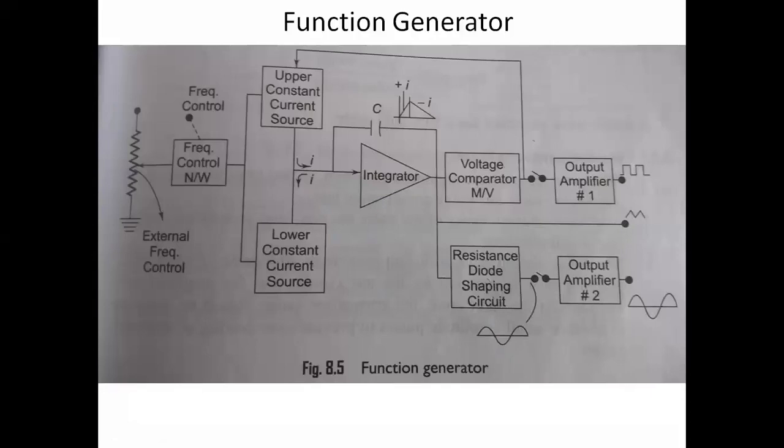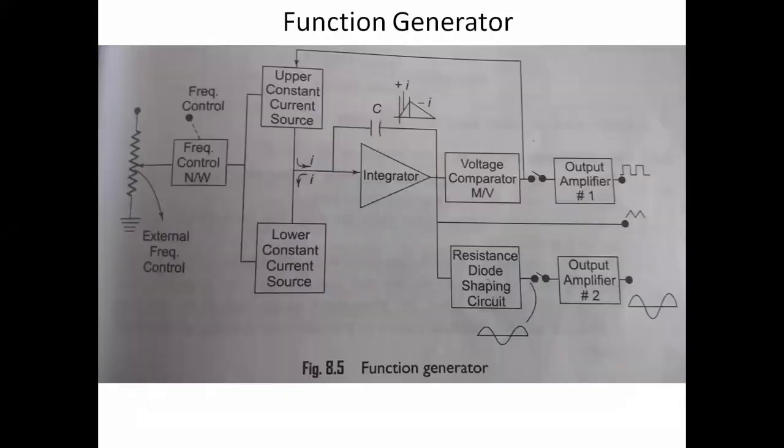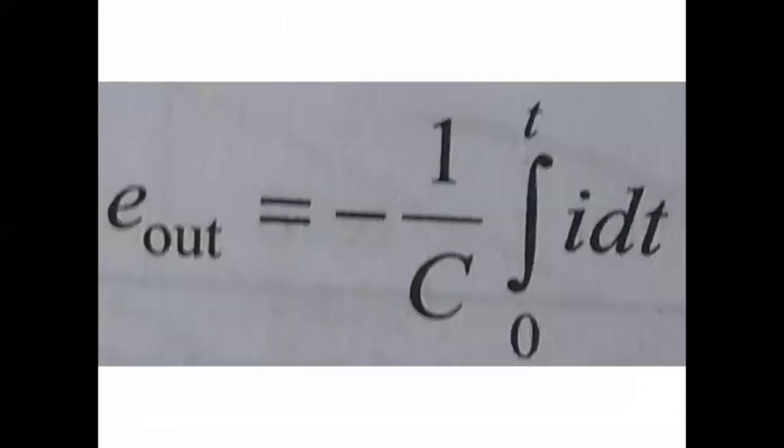So here the output voltage follows this equation. Output voltage is equal to minus 1 by C integral of 0 to t of I dt. Based upon this equation, the capacitance charging and discharging will be represented in the output waveform, which is an integrator. Integrator output voltage is 1 by C integral of I dt.